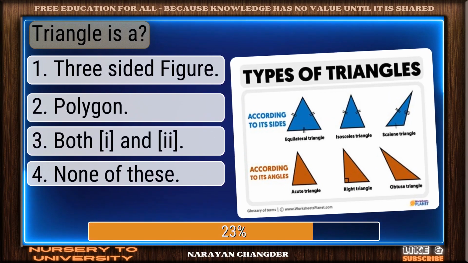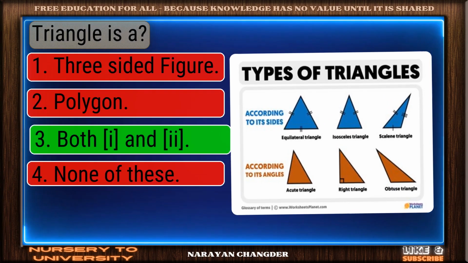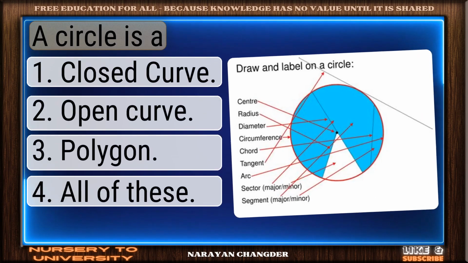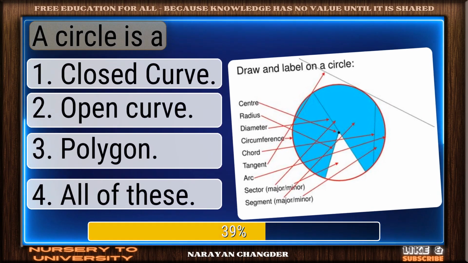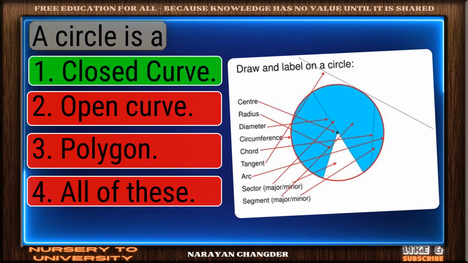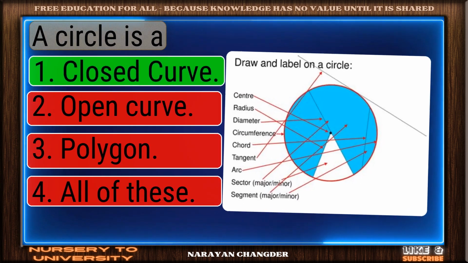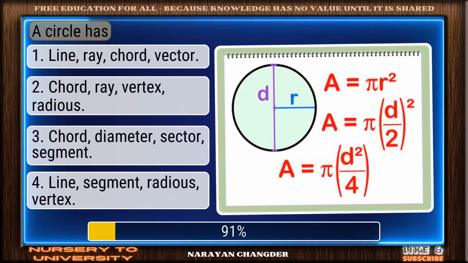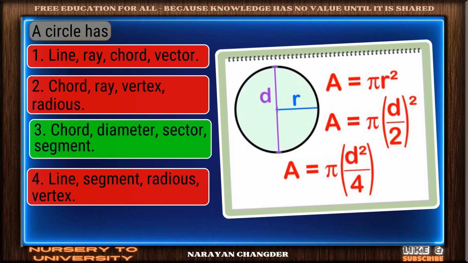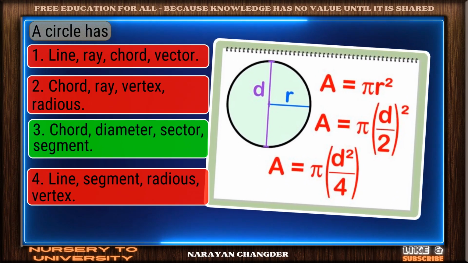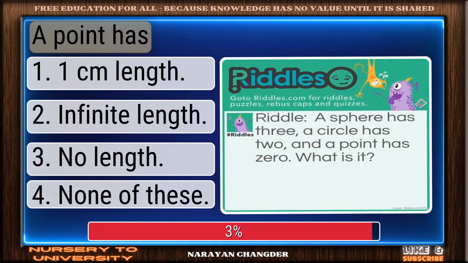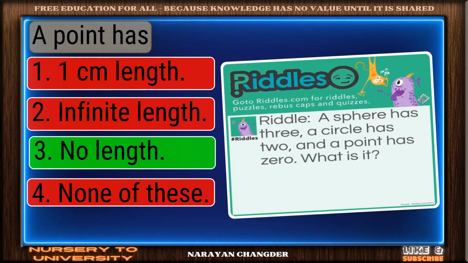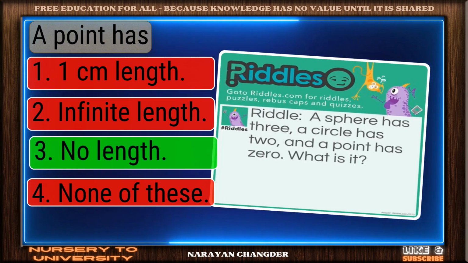Triangle is a. Nicely done. Both and is a solid answer. A circle is a. Perfect. Closed curve is the correct choice. A circle has. Excellent. Chord, diameter, sector, segment is a brilliant choice. A point has. Correct. No length is the right answer.